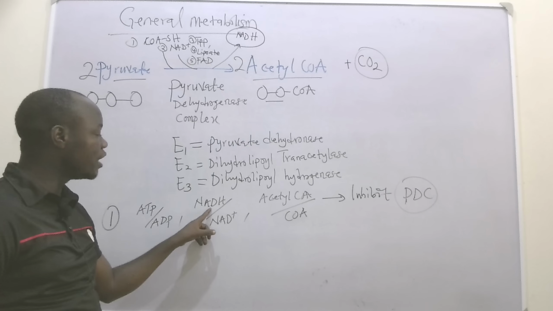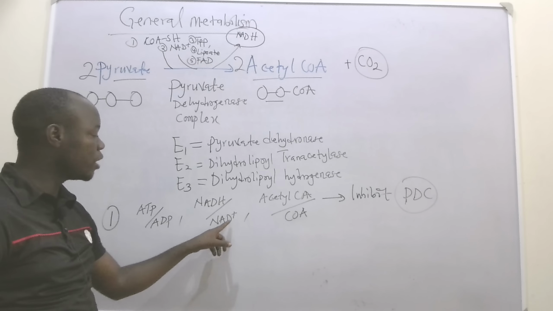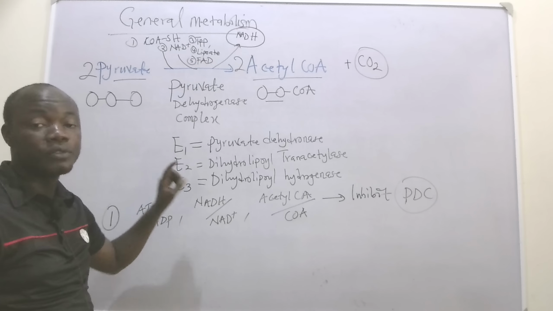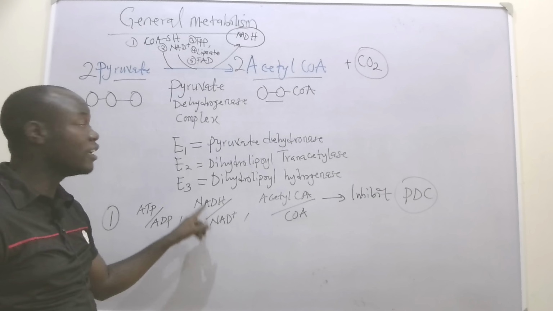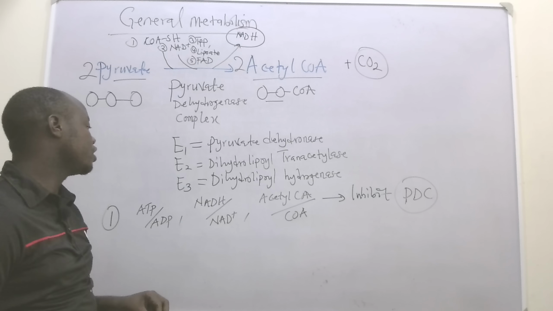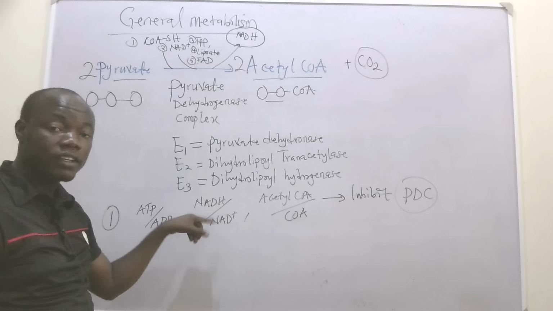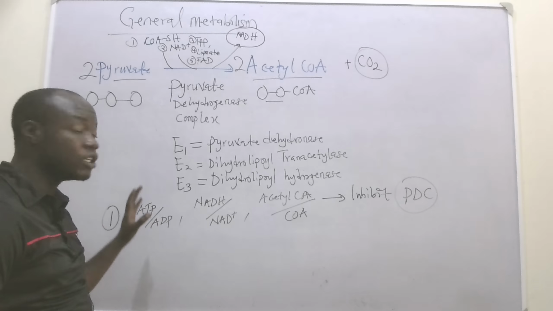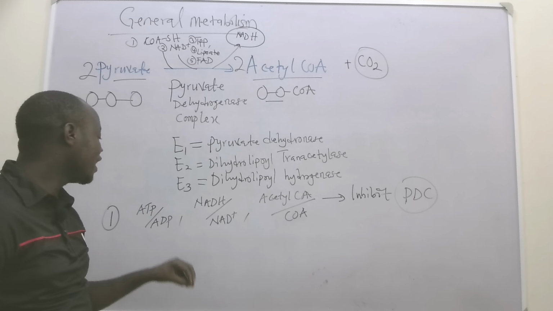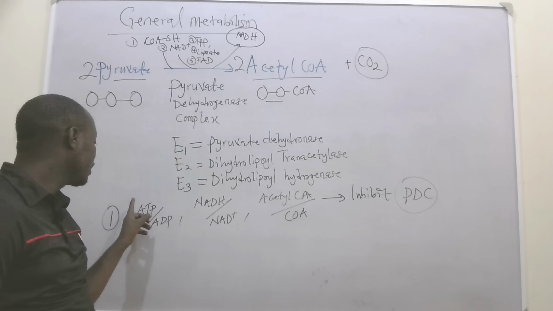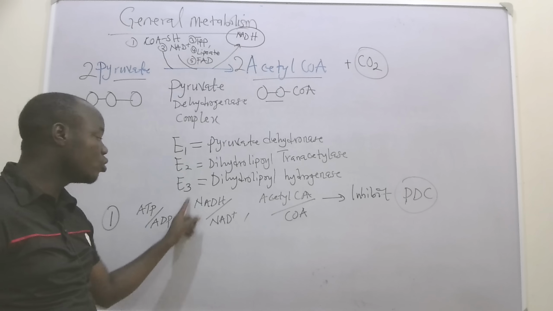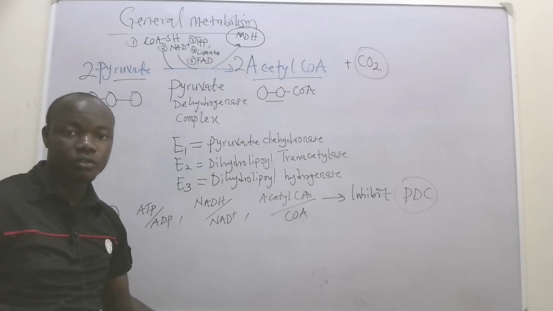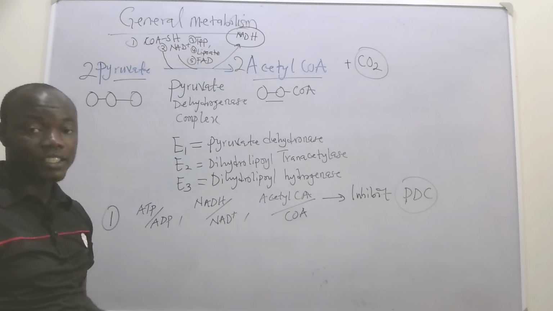So when the NADH to NAD plus ratio is high, it means that NADH is very high in the cell, indicating that there is no need for the electron transport chain to generate more of this NADH. But when this ratio is low, it is an indication that there is low ATP in the body. And when this ratio is low, it means there is low NADH, indicating that there is a need for the continuation of the citric acid cycle.